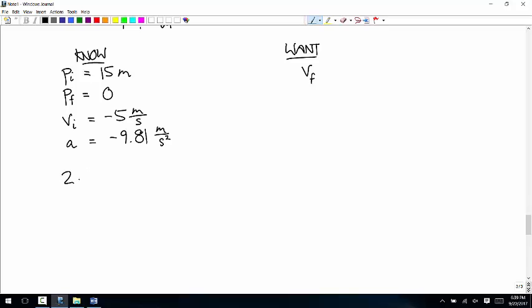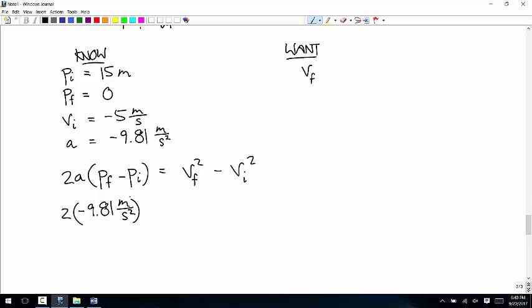I think this equation should work. 2a times the quantity p final minus p initial is equal to v final squared minus v initial squared. 2 times the quantity negative 9.81 meters per second squared, times the quantity 0 minus 15 meters is equal to v final squared minus v initial squared.